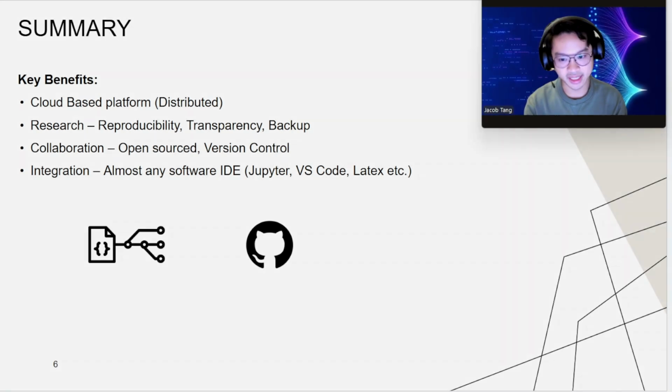All right, let's take a look at a summary of all of the things that we learned today. So we learned what version control is and what a version control tool like Git is. Some of the key benefits to highlight are that it is fully distributed and cloud-based. It supports your research by emphasizing reproducibility, transparency, and backup. It fosters collaboration because it is open source. It has all of the version control features. And finally, integration is excellent with almost any software IDE out there.